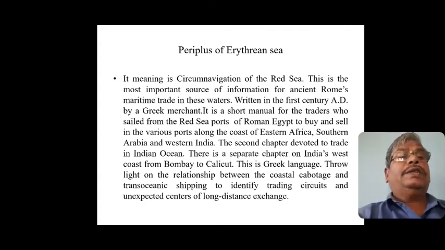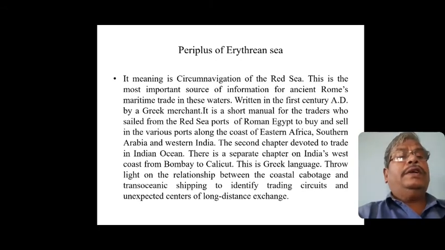It is a short manual for the traders who sailed from the Red Sea ports of Roman Egypt to buy and sell in various ports along eastern Africa, southern Arabia, and western India. It gives a detailed account of the ancient trade carried from the ports of the Red Sea with eastern Africa, southern Arabia, and western India. The second chapter of this book is completely devoted to trade in the Indian Ocean, in which he mentioned the ports of ancient India and the goods imported and exported from there.